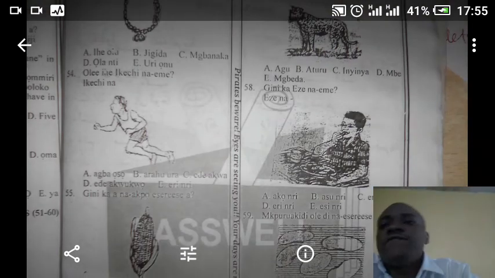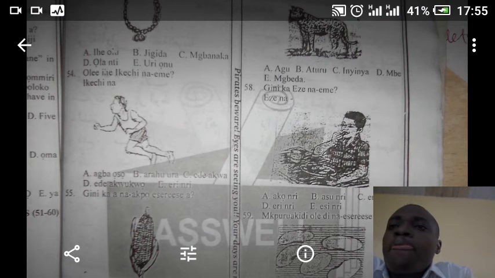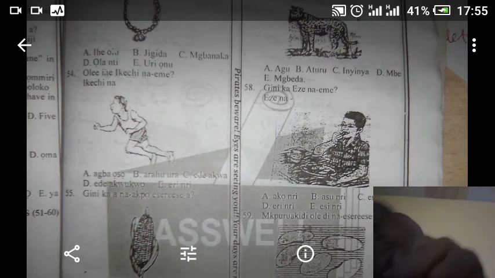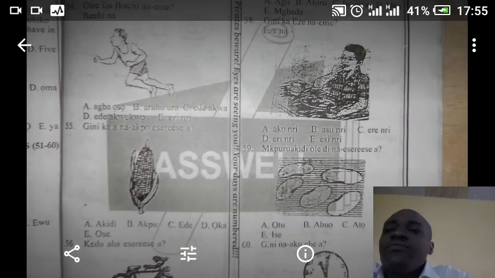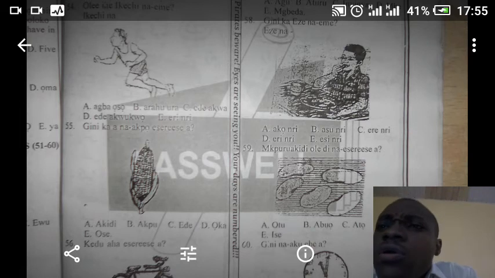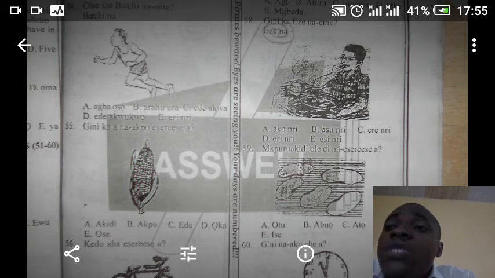Number 54. Olee ihe Ikechi na-eme? What is he doing? This boy that you are seeing there, that is Ikechi. What is he doing? A. Agba ọsọ. B. Arahụ ụra. C. Ede akwa. D. Ede akwụkwọ. E. Eri nri. The answer is A, which is agba ọsọ. He is running.